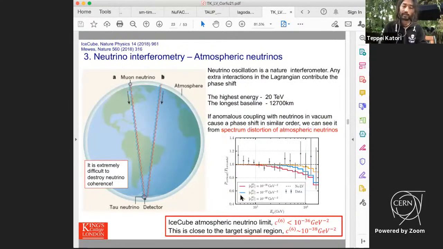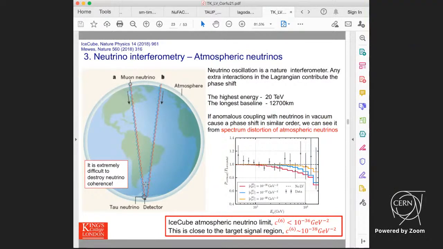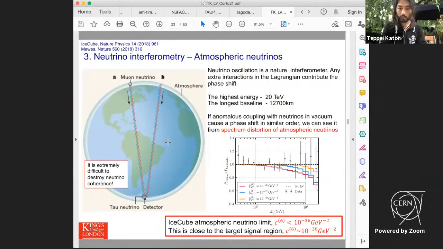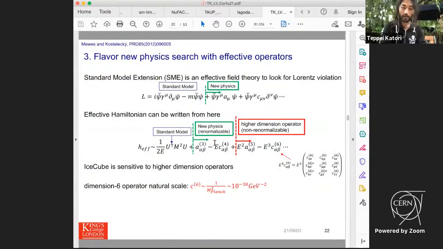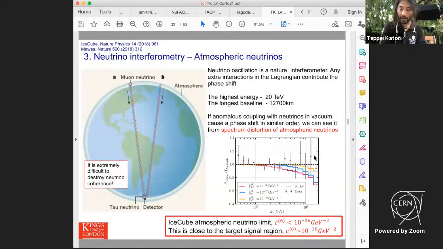So we tried this idea with atmospheric neutrinos first. The idea is the same, and the atmospheric neutrino is already the highest energy beam on the Earth. The maximum goes to 20 TeV, actually even higher, but above 20 TeV is a bit unclear. So we made a cutoff at 20 TeV, and they propagate 10,000 kilometers. So it's the biggest interferometer, if you call it that. And any spectrum distortion could be some new coupling, which is described by these terms. In this way, we try to extract possible extra coupling. And now you see the data and the expected effect.